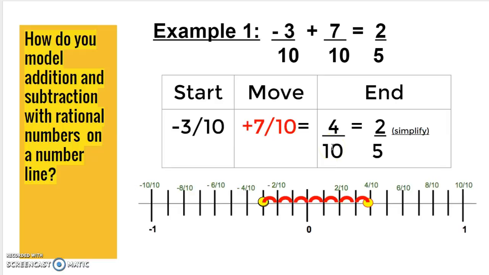Remember, in math, if you can simplify a fraction, you should. Just simplify. You look at the numerator and denominator, and you think about if they have a factor in common, or a number that divides into both of them. 4 is divisible by 2, and 10 is divisible by 2. So we can simplify. 4 divided by 2 is 2, and 10 divided by 2 is 5. So the final answer, simplified, is 2/5.